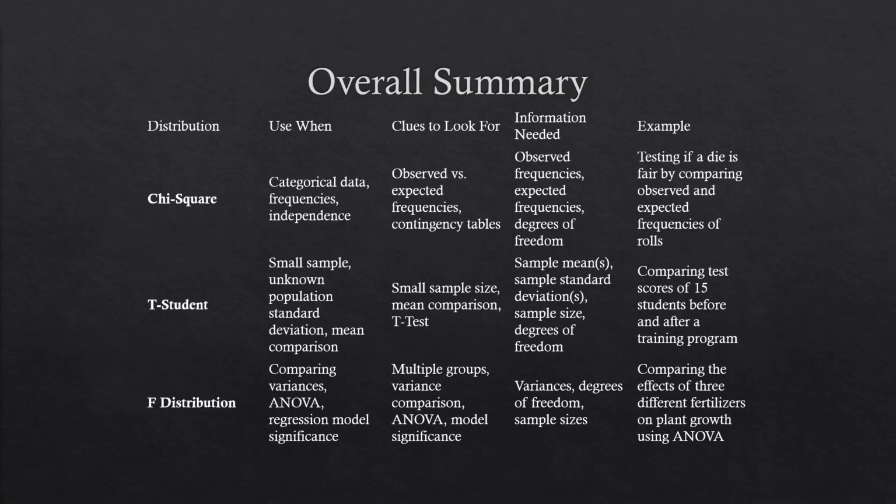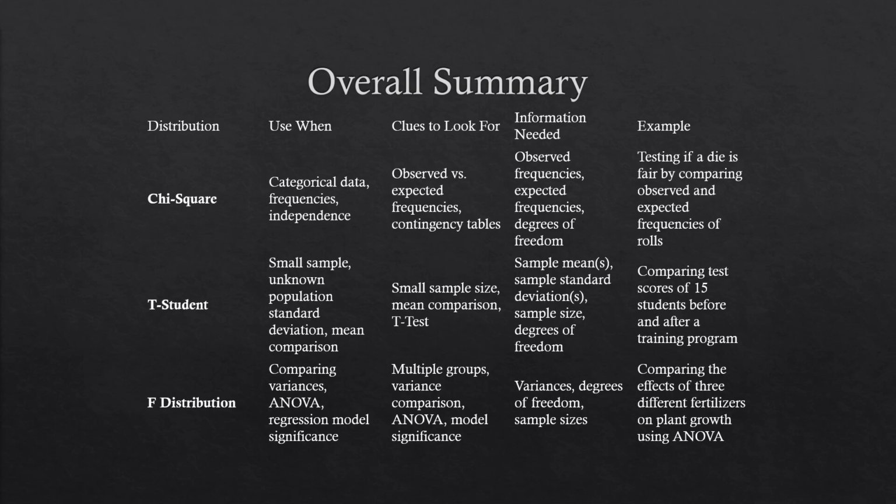So in the overall summary, we use the chi-square when we have categorical data, frequencies, and independence. We use the t-student distribution when we have a small sample size, unknown population standard deviation, and it's a mean comparison. And our F distribution when we're comparing variances, ANOVA, or regression model significance. Some clues to look for with chi-square distribution would be observed versus expected frequency, along with contingency tables. For t-student, you look out for small sample sizes, mean comparison, and t-tests. And then for our F distribution, you look out for multiple groups, variance comparison, ANOVA, and model significance.